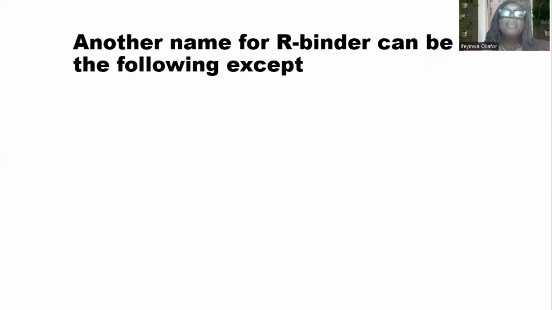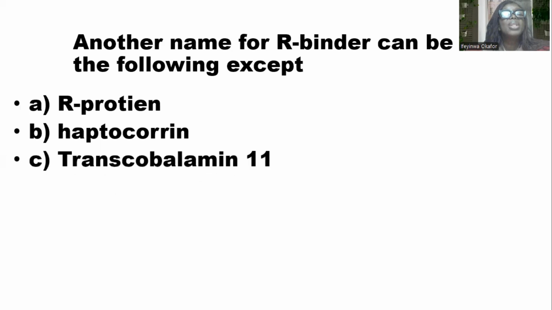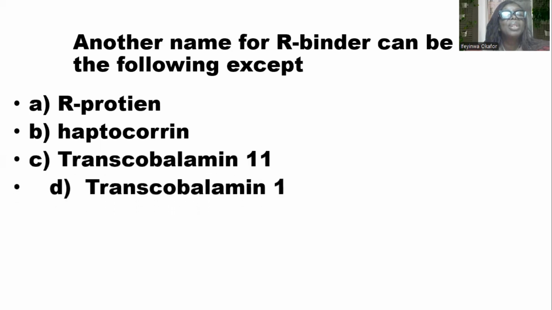Another name for R binder can be the following, except we have R protein, haptocorrin, transcobalamin 2, transcobalamin 1. And the answer is C, transcobalamin 2.